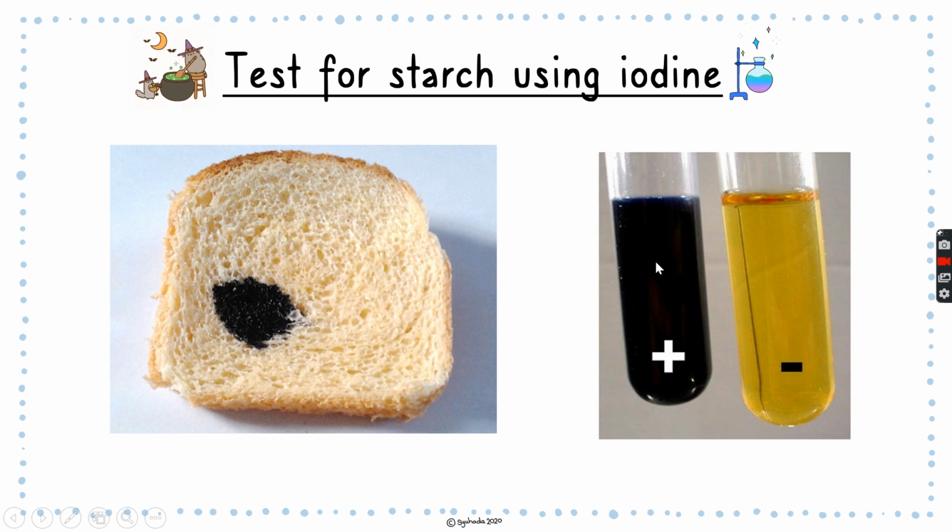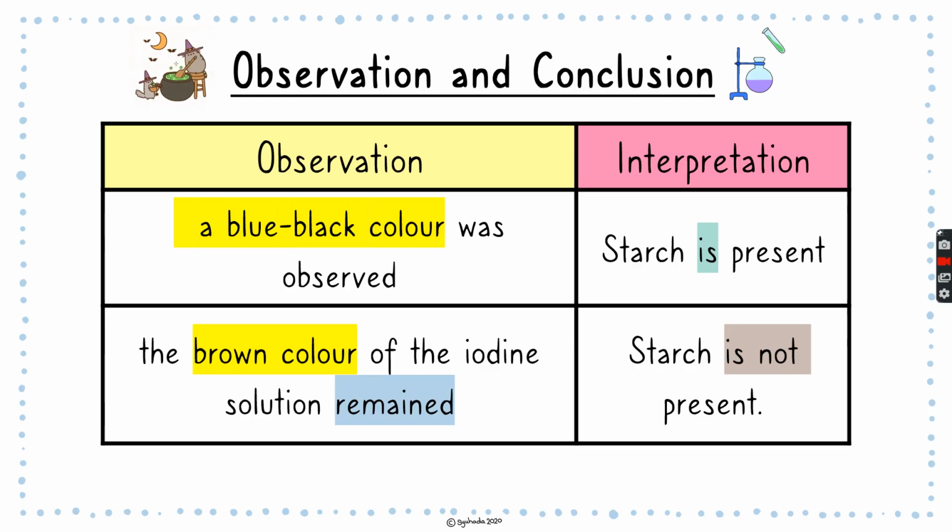So these are 2 examples of how liquid tests may look like. Here you have a positive test where you see that blue-black color, and this is a negative test. It means that the solution remained yellow-brown, and that is the color of iodine solution. So the observation and conclusion.